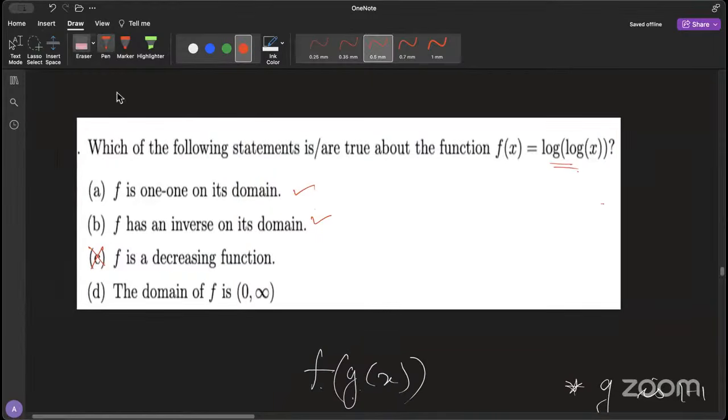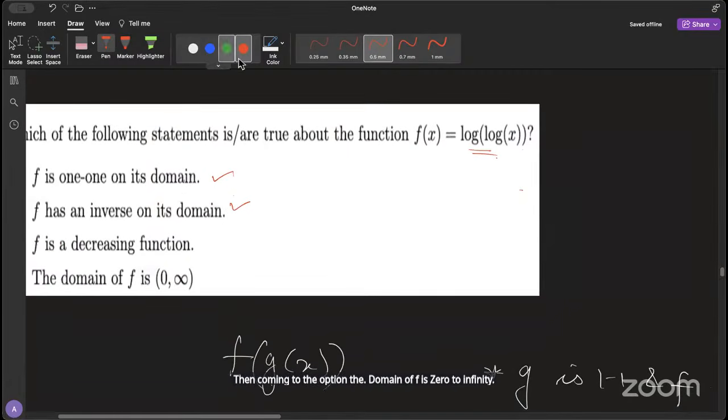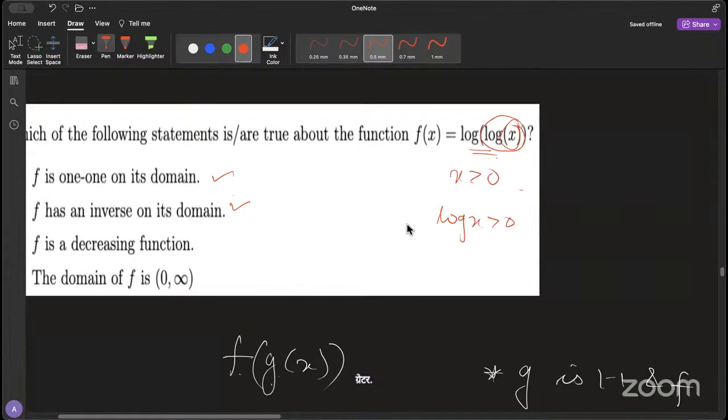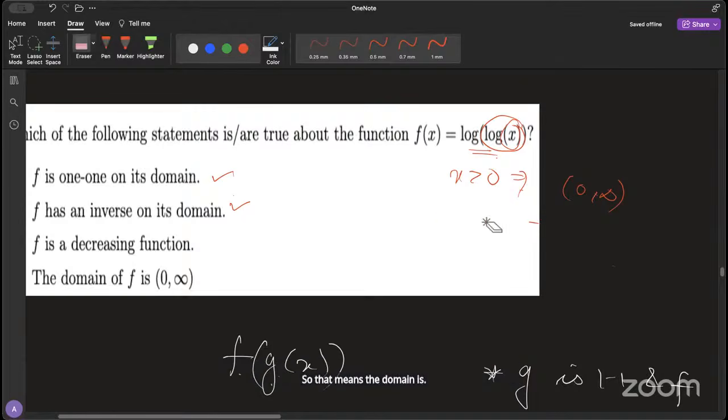Then coming to option D, the domain of f is 0 to infinity. How do you find the domain? First, you have to make sure that this x is greater than 0. And then you have to make sure that log of x is greater than 0, right? So this will give you 0 to infinity. And this will give you x greater than 1, right? This will be 1 to infinity. And if you take the intersection of these two, you will get 1 to infinity. So that means your domain is 1 to infinity, not 0 to infinity. This option is also incorrect.